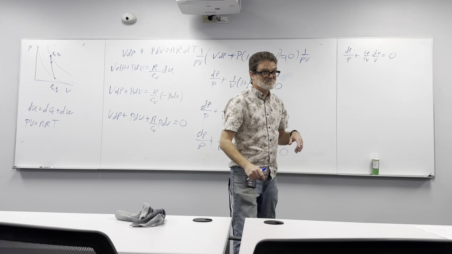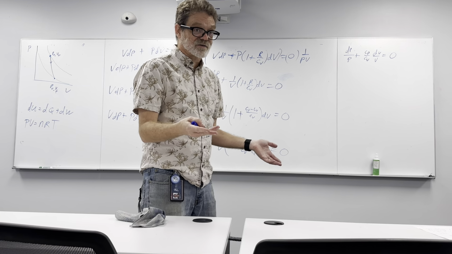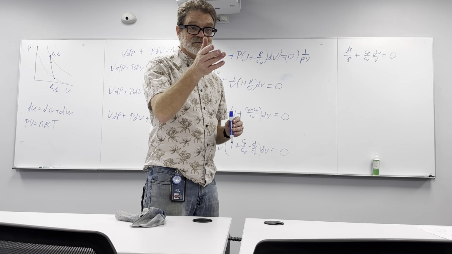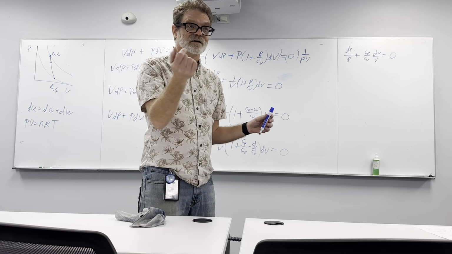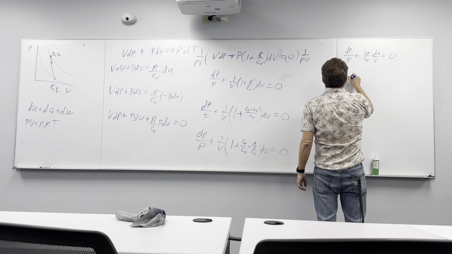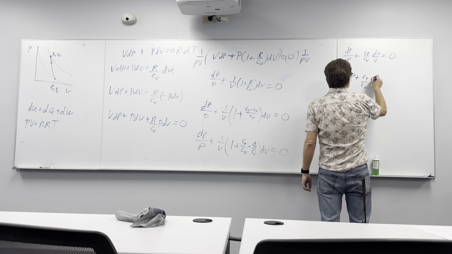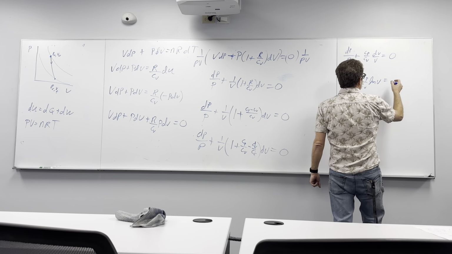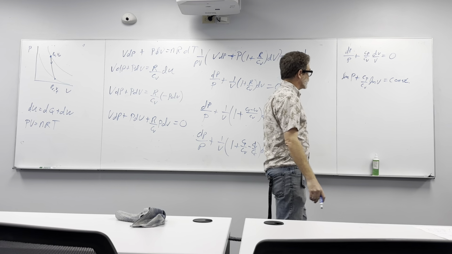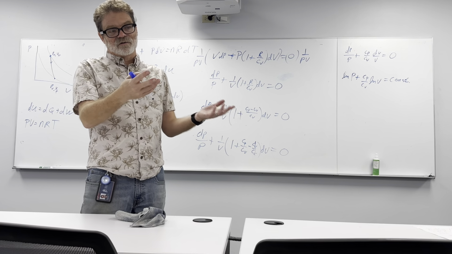Now I can integrate. This is an easy integral now, right? What's the integral of dx over x? ln of x. We've done that one before, right? So this is going to give me what? ln of P plus CP over CV ln of V equal to a constant, right? Because the integral of 0 is a constant.